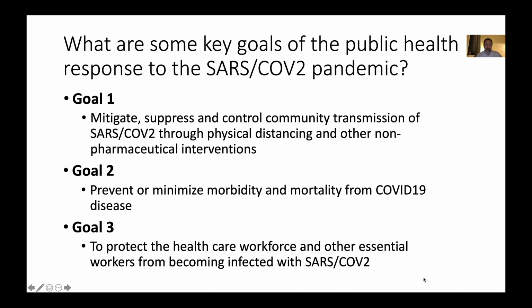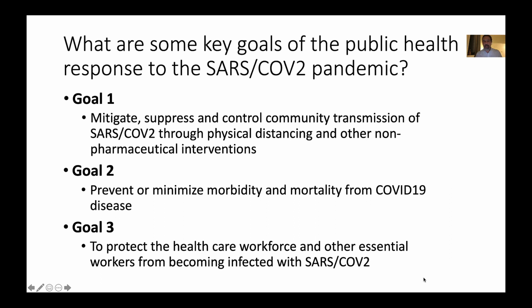Goal two was, after trying to control community transmission, to prevent or minimize morbidity and mortality from COVID-19 disease. And the last goal that we put out there was to protect the healthcare workforce and other essential workers from becoming infected with SARS-CoV-2. So we set this up as at least three key goals of the public health response to the SARS-CoV-2 pandemic that we thought were important.